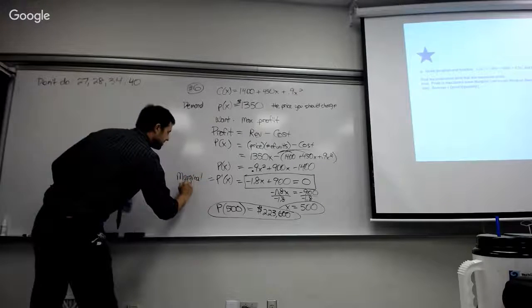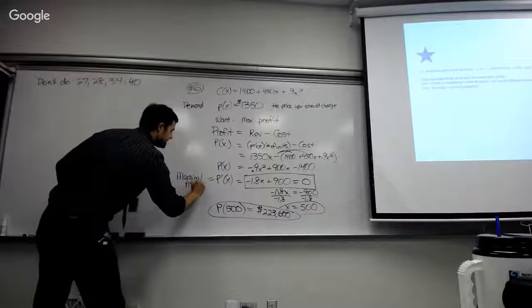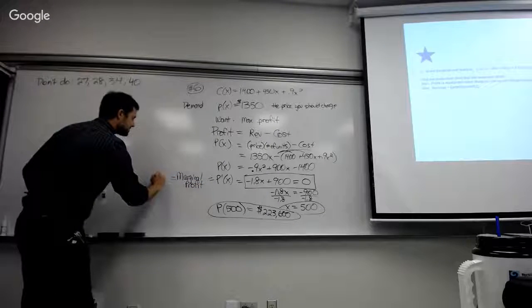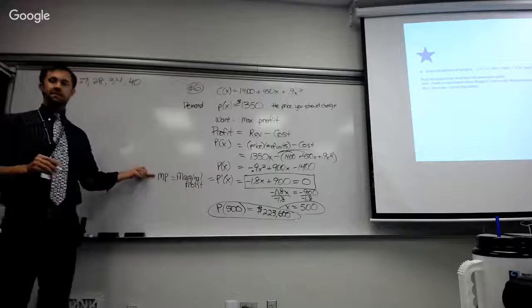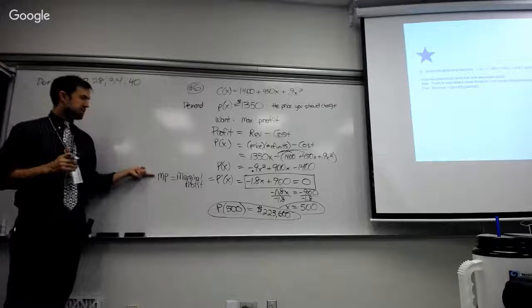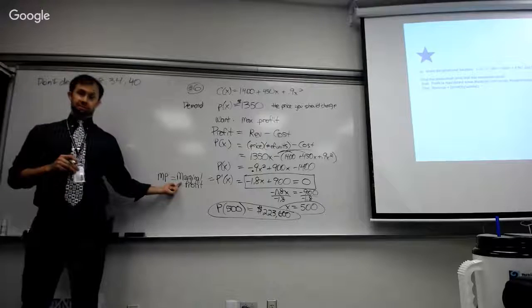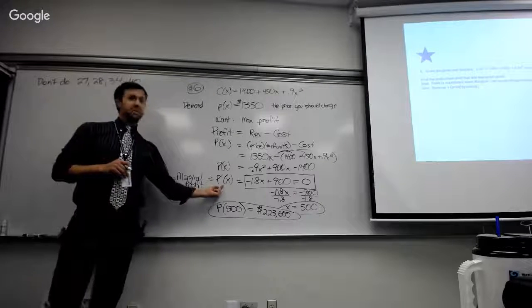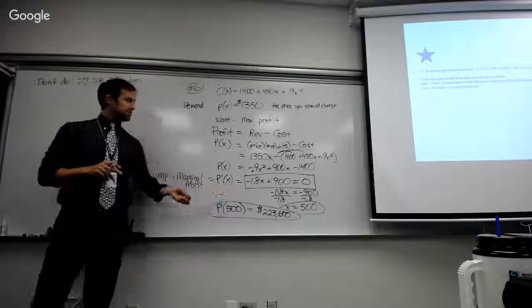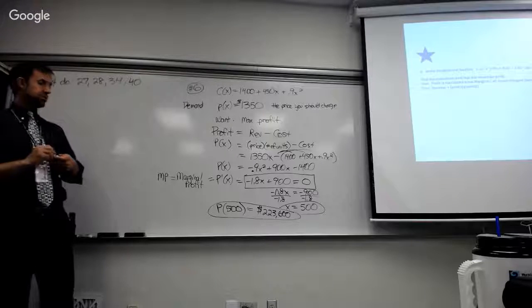So just make a note for yourself that marginal profit, the book and the program sometimes call that MP. That's marginal profit. The word marginal actually means derivative of. So marginal profit is the derivative of profit. Marginal cost is the derivative of cost. Marginal revenue is the derivative of revenue.